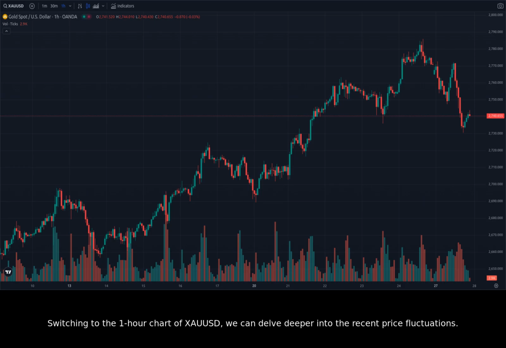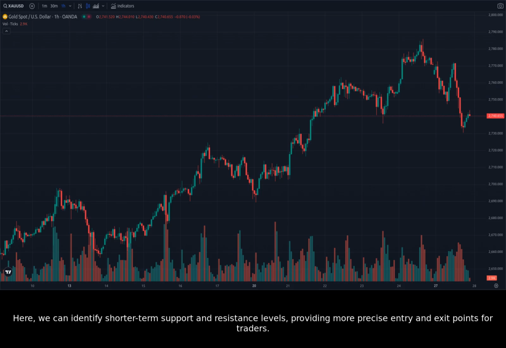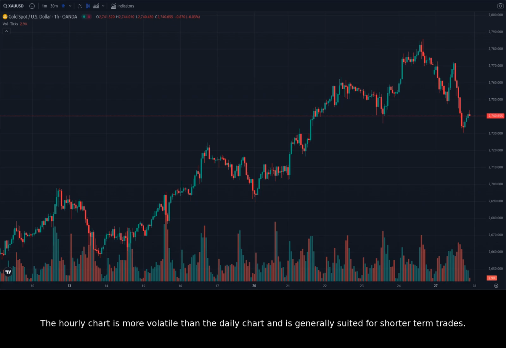Switching to the 1-hour chart of XAUUSD, we can delve deeper into the recent price fluctuations. Here, we can identify shorter-term support and resistance levels, providing more precise entry and exit points for traders. The hourly chart is more volatile than the daily chart and is generally suited for shorter-term trades.